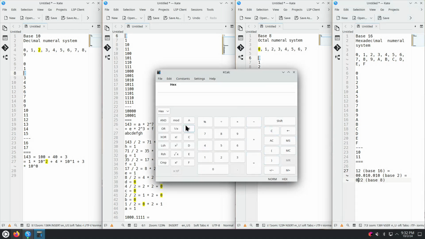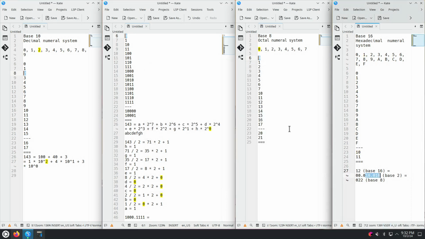So let's see. Base 8, which is octal, is 0, 22. And it's 12 in base 16, 2, 2 in base 8, and 1, 0, 0, 1, 0 in base 2. So this is the theory. You're probably not going to memorize all of this theory without trying it a number of times.